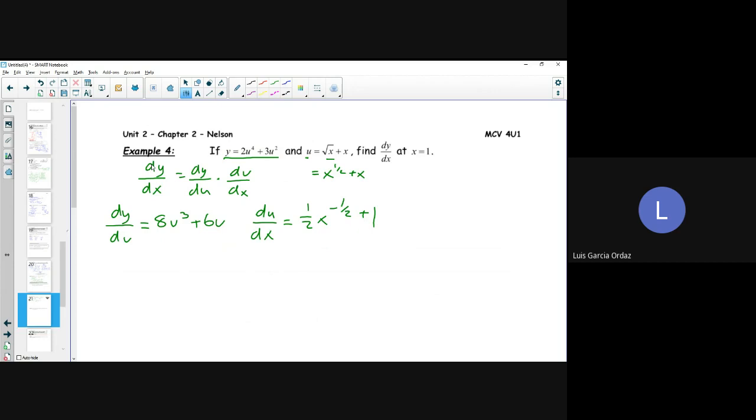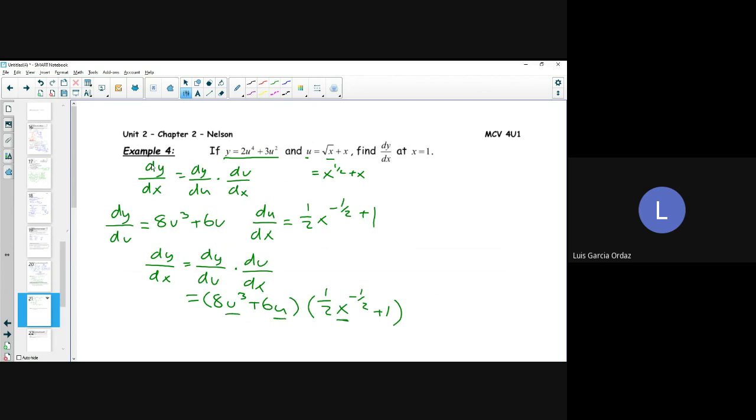Now we can use our Leibniz notation for our chain rule. So we have the rule dy over dx is equal to dy over du times du over dx. Which means that I can take my derivatives of both and just multiply them together. So I get 8u cubed plus 6u times 1/2 x to the negative 1/2 plus 1. Okay, so we want to find out that x is equal to 1. Great, we have x over here.